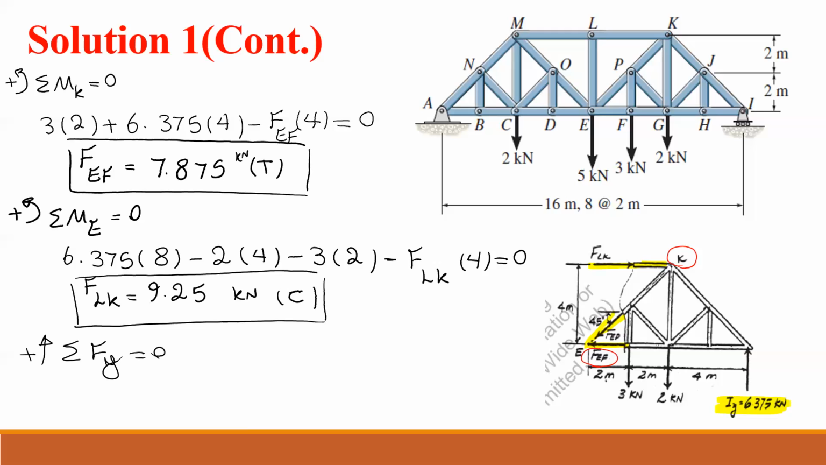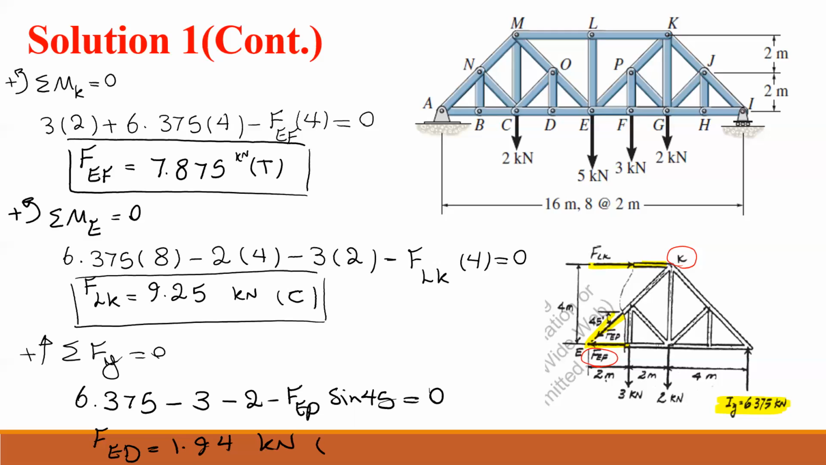So I have my reaction, which is 6.375 minus 3 kilonewton minus 2 minus FEP, the angle is sine of 45, equals 0. And from here, I can solve for FEP, right? It's 1.94 kilonewton. And since I got positive, it means the direction I assume is correct. All right. So this is how we solve any trusses with the method of section.